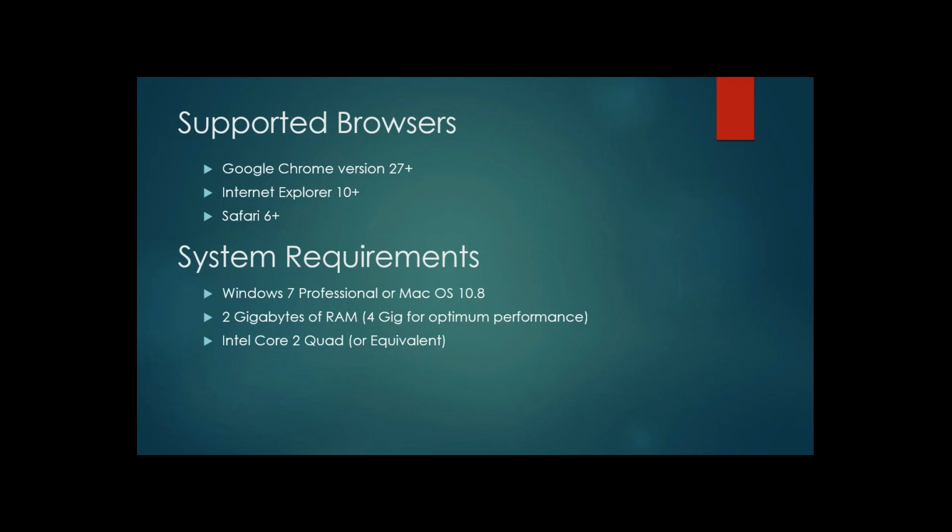And then the last thing I'll talk briefly about is the Intel processor. The optimum processor that we're looking for is an Intel Core 2 Quad or equivalent. And if you're not sure about your computer's minimum requirements or the hardware in your PC, please discuss this with your technology department.